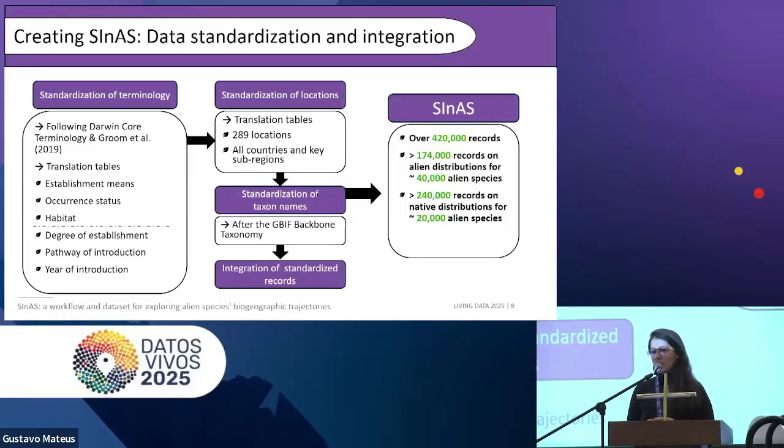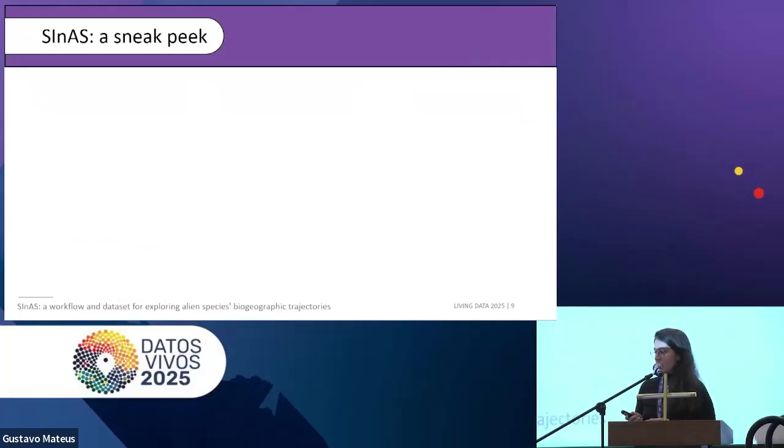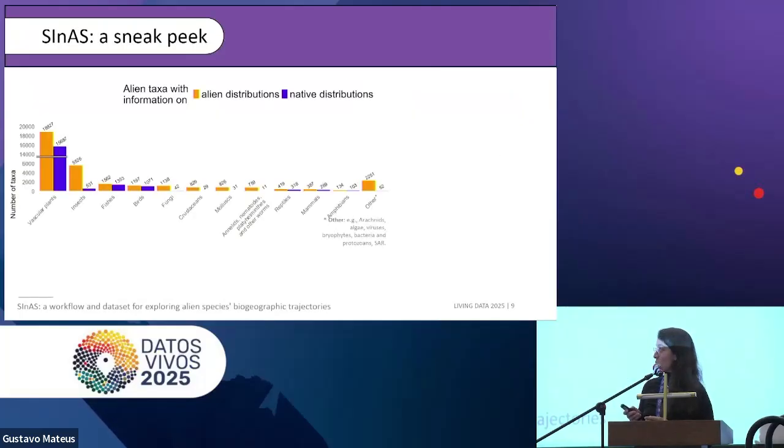And we have over 240,000 records on the native distributions for over 20,000 species. So we can take a little bit closer look into how the data set looks like. So we have the amount of taxa included in the data set. So we have a lot of information on vascular plants. So this is the taxonomic group, which has been more widely introduced around the globe.